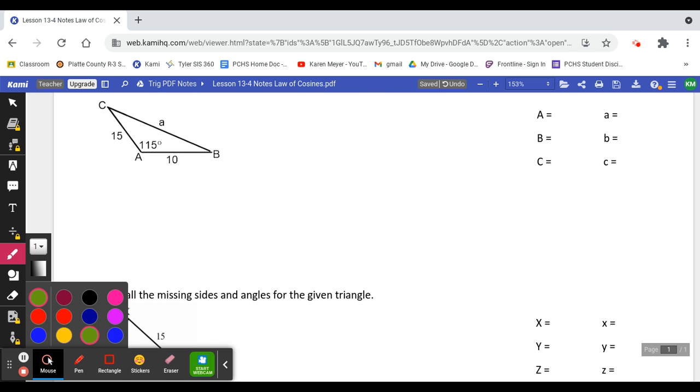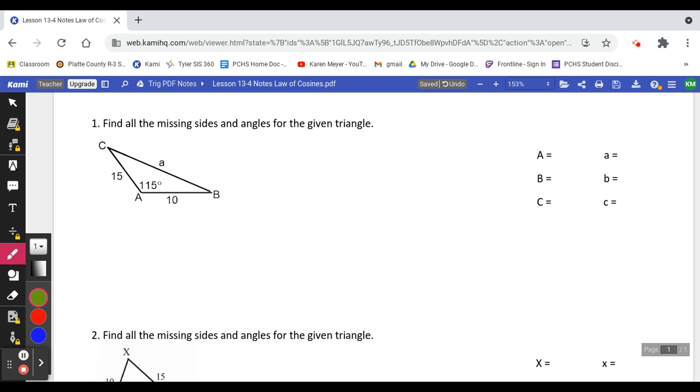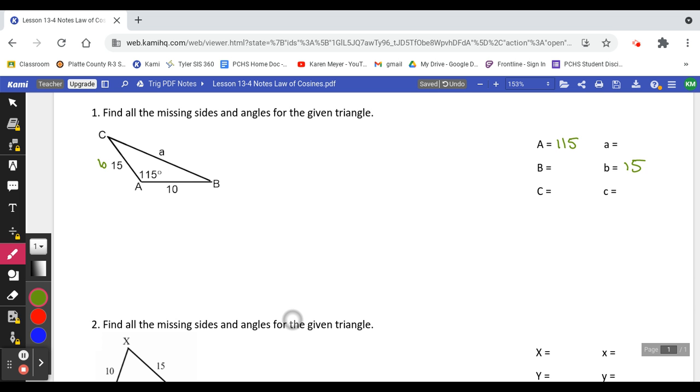All right, let's give it a whirl. I know angle A is 115 degrees. I know little b is 15, and I know little c is 10. You can tell with this problem there's no way I could use the law of sines, because the only angle I know is A and I don't know little a. So that's when you say, okay, I have to do the law of cosines.